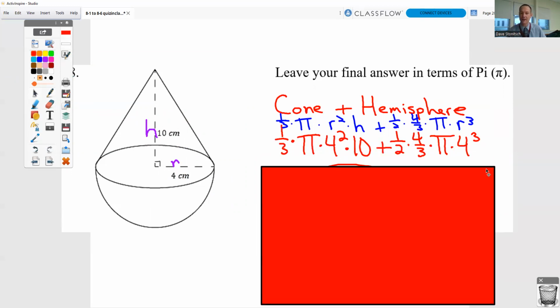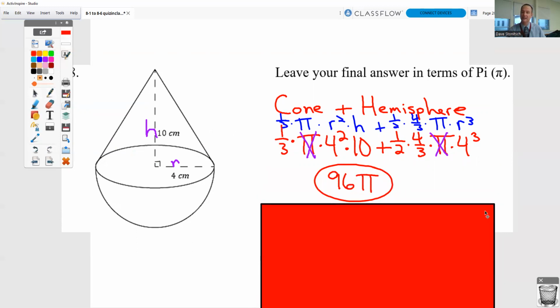So when you go to type it into the calculator, you're going to type in everything except for the pi symbols. So sub in what you know. 1/3 stays 1/3, pi stays pi, 4 is your radius, 10 is your height, plus 1/2 stays 1/2, 4/3 stays 4/3, pi stays pi, 4 is your radius. Type in all 6 of those things, you get 96, and then stick your pi symbol at the end.